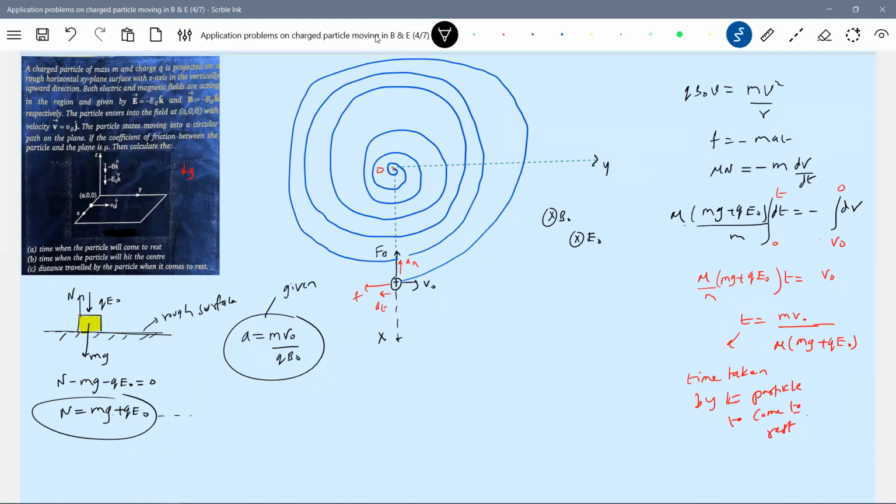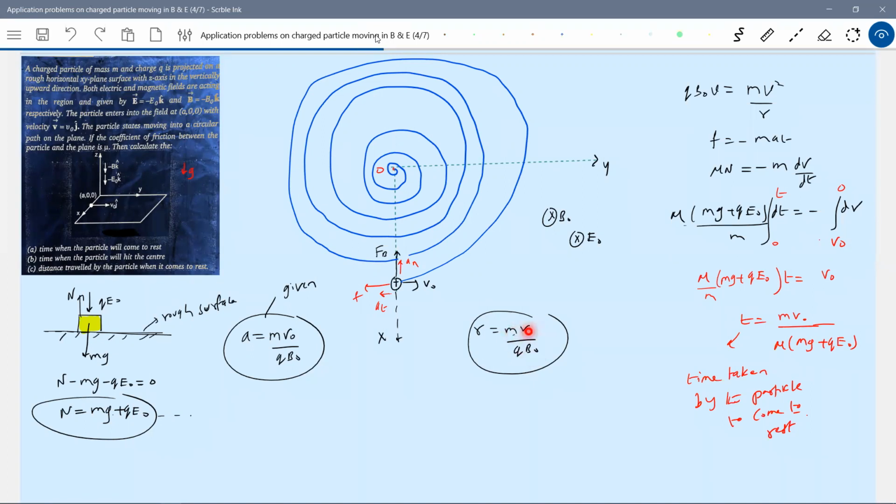Sir, how come it will come to rest at center only? So it's very simple. I don't want to mess up things. So what is the radius of the circular path? mv by qB naught. Let's assume that at any instant of time t, when v goes to 0, what will happen to the charged particle? The mass of the particle remains constant, charge of the particle remains constant, the magnetic field strength is also constant. So if v goes to 0, then r should become 0. So therefore, finally, the particle should come to rest at the center.